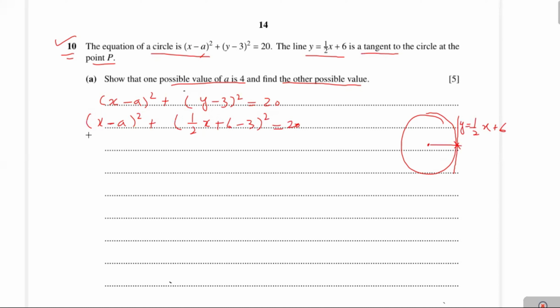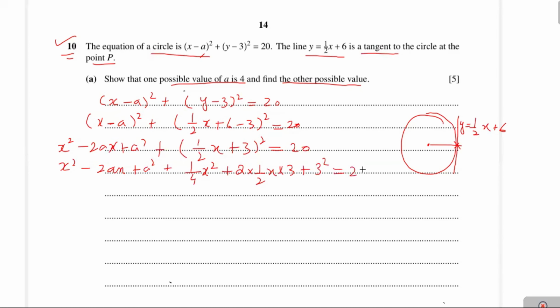Now we expand x minus a whole square by using the identity a minus b whole square equals a square minus 2ab plus b square. That becomes x square minus 2ax plus a square, and also 1 over 2x plus 3 whole square equal to 20. We can write it as x square minus 2ax plus a square, and plus, using the identity a plus b whole square, that's equal to 1 over 4x square plus 2 times ab, which becomes 2 into 1 over 2 into x into 3, plus 3 square, equal to 20.